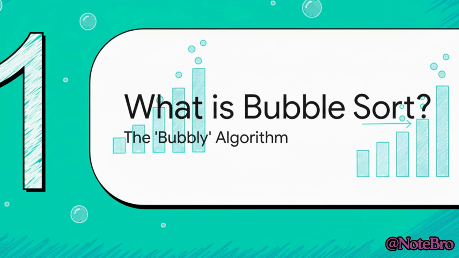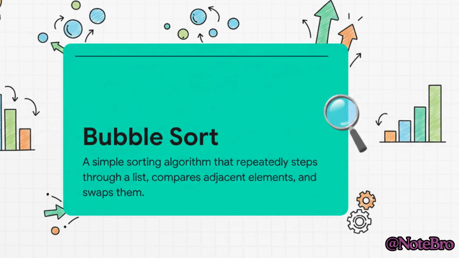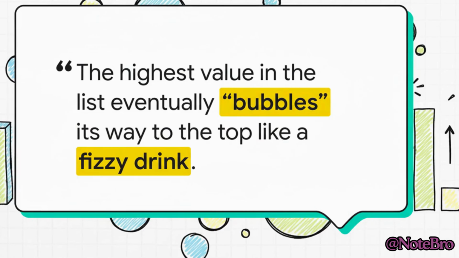Okay, first things first. What even is bubble sort? Let's take a closer look at this so-called bubbly algorithm. At its heart, the logic is just incredibly simple. Really, the algorithm just steps through a list over and over again, and it only ever looks at two numbers at a time, the ones right next to each other. If those two neighbors are in the wrong order, it just swaps them. That's literally it. It just keeps doing that until there are no more swaps to be made and the whole list is sorted.